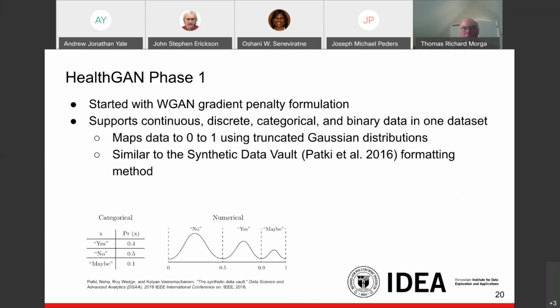And so what we did was, for the continuous values, we just standardized them to be between 0 and 1. But for discrete, categorical, and binary data, we used the encoding from the Synthetic Data Vault paper, which basically maps categorical data to 0 to 1. We can see an example right here: if yes shows up in your data 40% of the time, no 50% of the time, and maybe 10% of the time, then we can map it by sorting on the most likely, no, yes, maybe, and then draw from truncated Gaussians to create these values between 0 and 1.